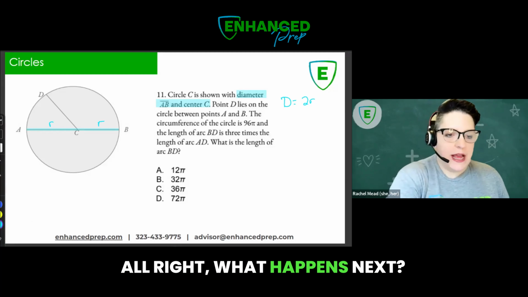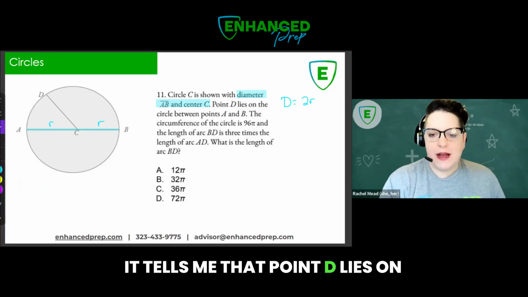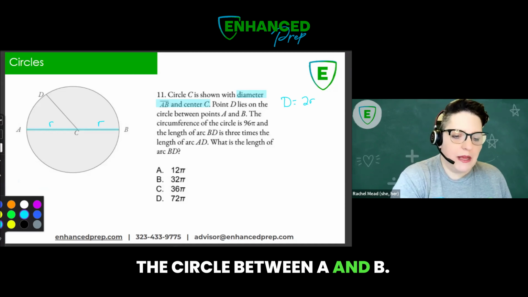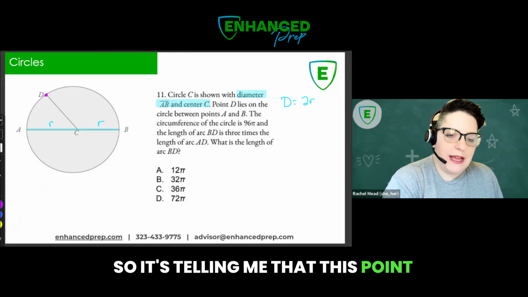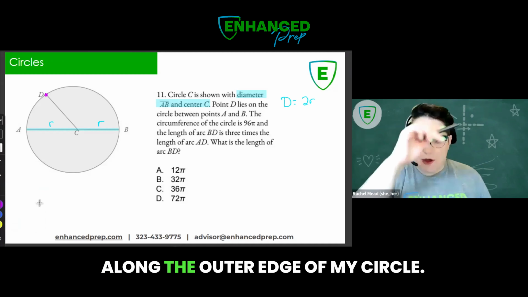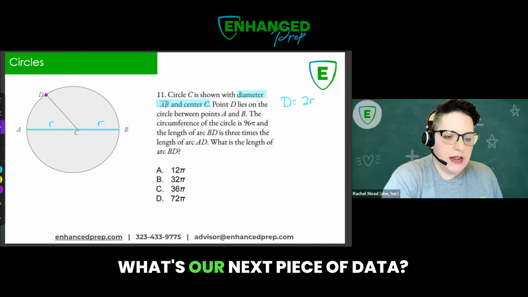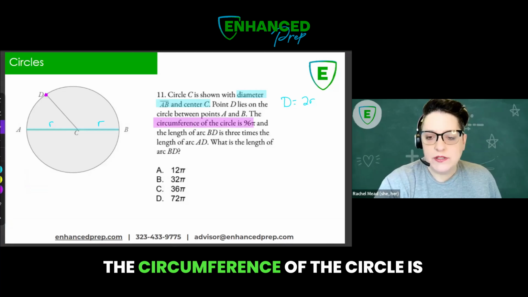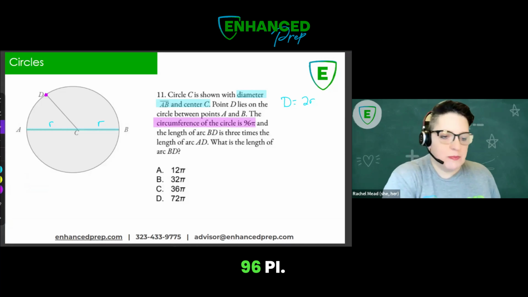All right, what happens next? It tells me that point D lies on the circle between A and B. So it's telling me that this point is indeed along the outer edge of my circle. What's our next piece of data? The circumference of the circle is 96 pi.